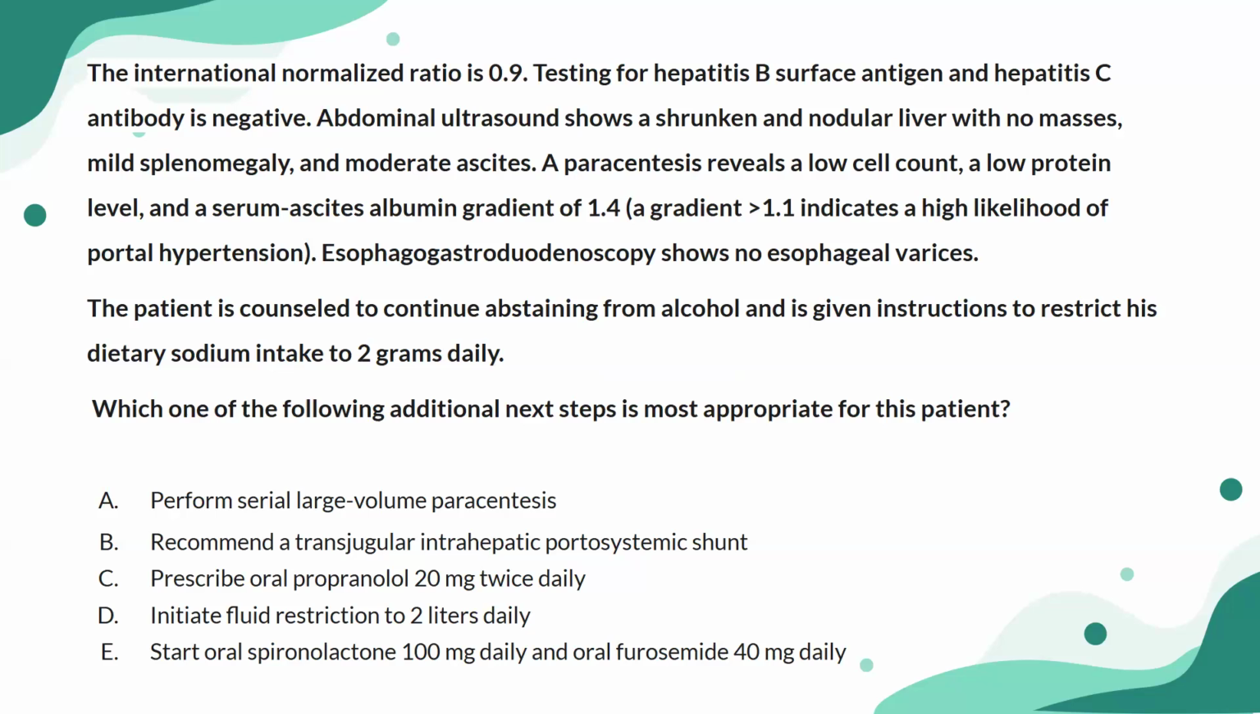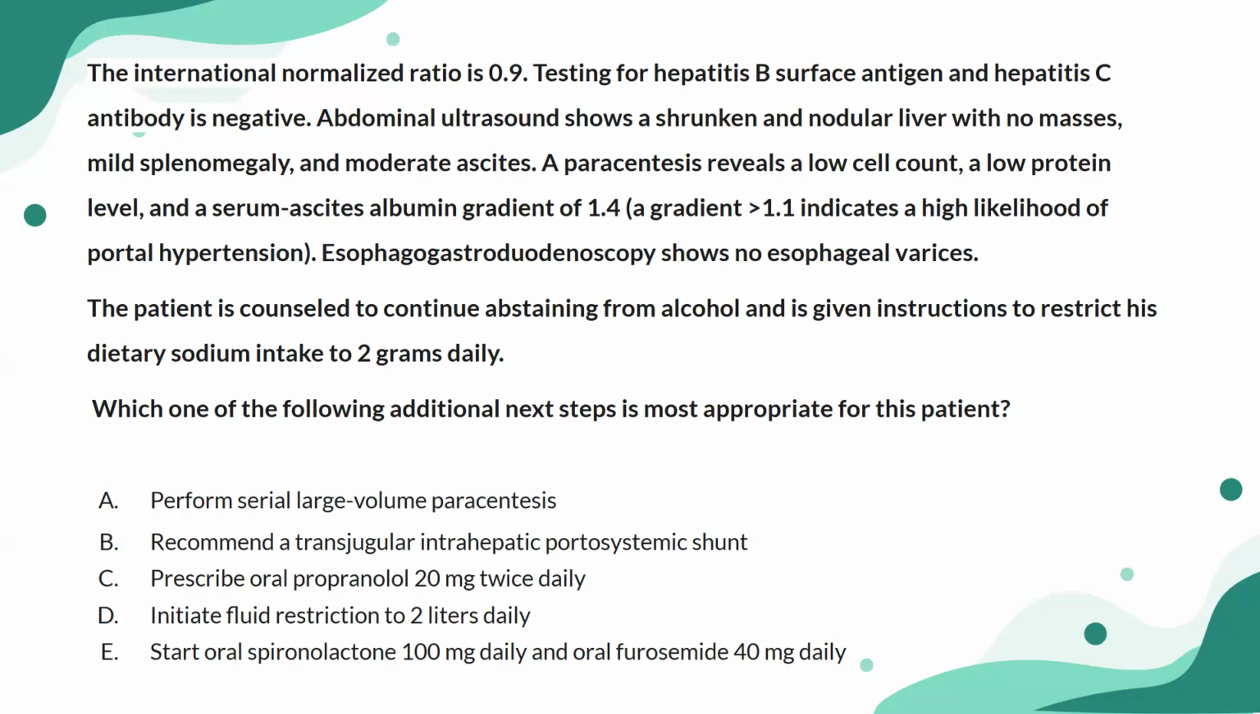Abdominal ultrasound shows a shrunken and nodular liver with no masses because of the cirrhosis, right? And then we have mild splenomegaly and moderate ascites. A paracentesis reveals a low cell count, low protein level, and serum ascites albumin gradient of 1.4. A gradient that's bigger than 1.1 indicates a high likelihood of portal hypertension. So yeah, it kind of makes sense that this patient has cirrhosis, he has portal hypertension, and ascites as well.